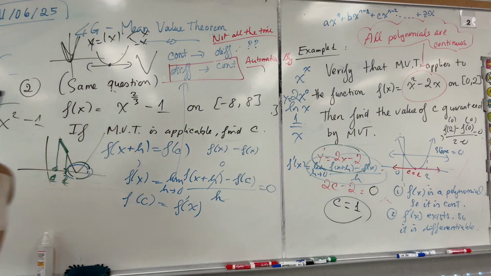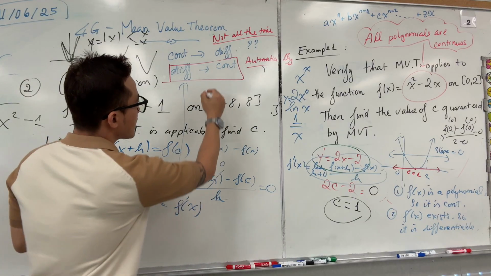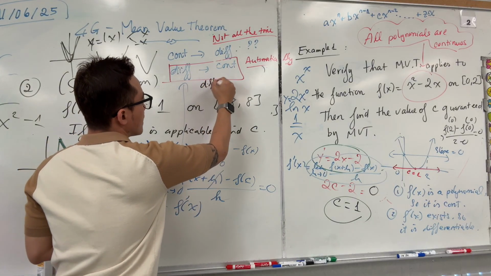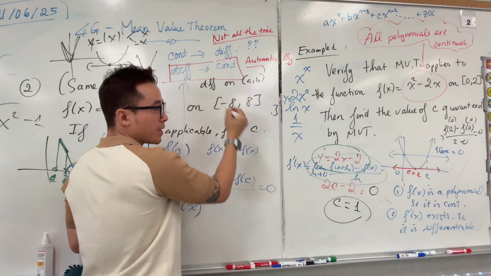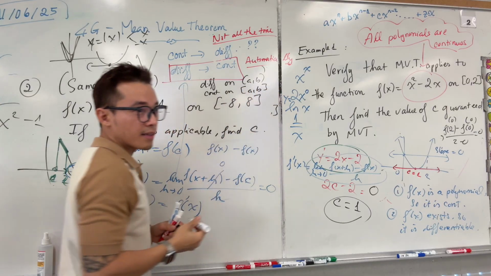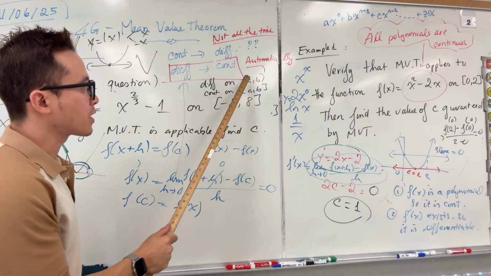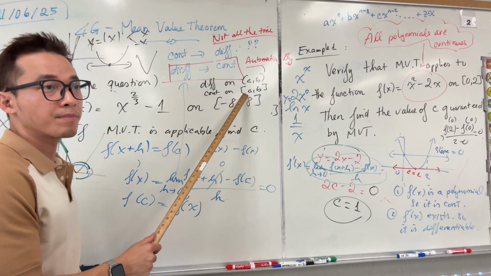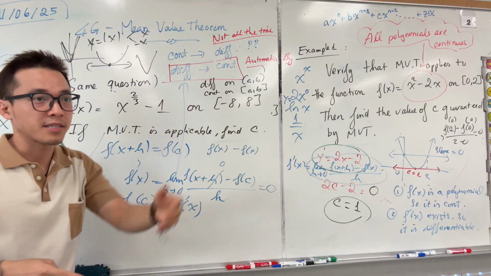But remember, what is the definition of the MVT? They need to be differentiable on the open interval, with parentheses, but they need to be continuous on the closed interval, with brackets. Do you see the difference? You need to check if they're also continuous on the bounds, on the endpoints.